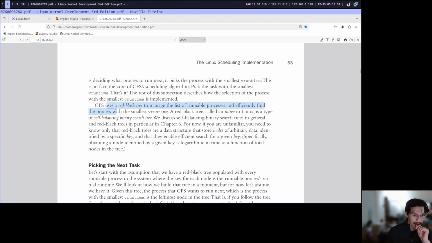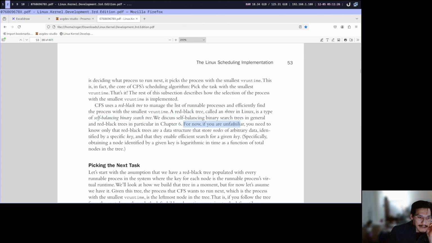CFS uses a red-black tree to manage the list of runnable processes and efficiently find the process with the smallest vRuntime. So what is a red-black tree? A red-black tree, called an RB tree in Linux, is a type of self-balancing binary search tree. We discussed self-balancing binary search trees in general and red-black trees in particular in chapter 6, so let's not worry about it for now.